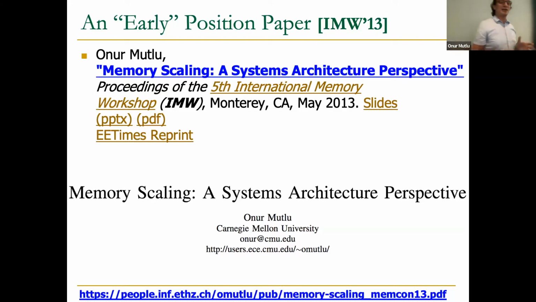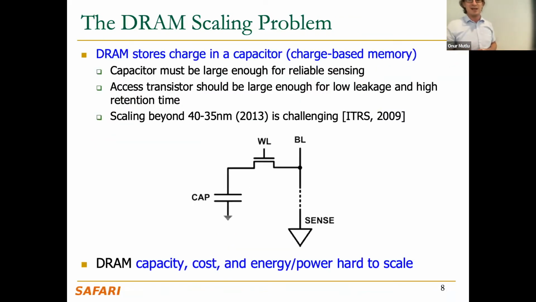We've been working on memory reliability problems for a while. I was invited to give this talk at the International Memory Workshop in 2013, where we argued that these problems are going to get much worse, and we really need to take a systems and architectural perspective to solve these problems. So what is the problem that we're going to look at specifically on the memory side? There are a lot of issues in other memory technologies as well, but we're going to focus on DRAM.